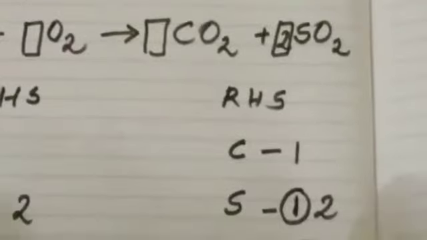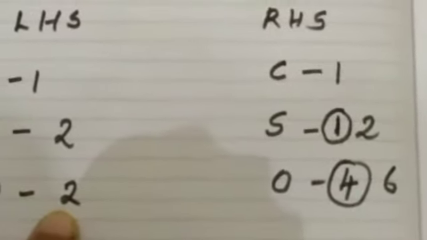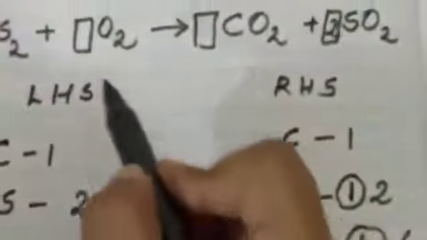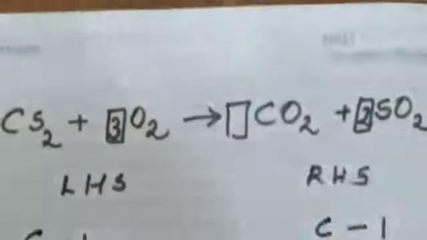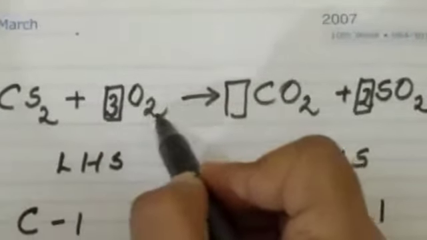Now, on this side, see, here it is only 2 atoms. Left hand side only 2 oxygen atoms. So this one you have to make it 6. To make it 6, what will you do? 3 2s are 6. So put 3 here. Then oxygen atoms 3 2s are 6.